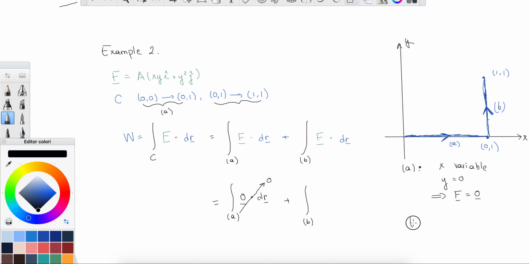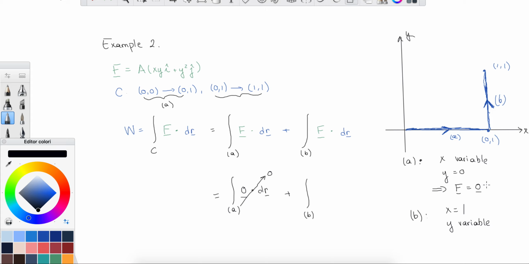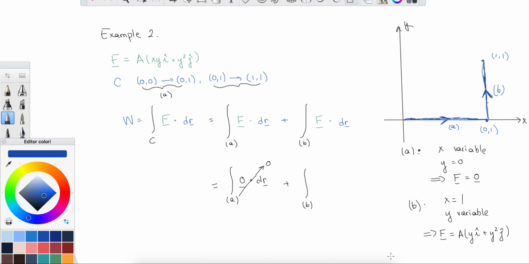Plus line integral B. So what about the path B? In the path B, x is constant, equal to 1, and y is variable. What does this mean? This means that our force is not null. Our force is equal to a times xy, which is just going to be y, in the i direction, plus y squared j. Finally, in our line integral, we also have dr, the infinitesimal line path. And dr is just going to be dy j, because we're only moving in the y direction, up, whereas before it was dx i. So dr is equal to dy j.